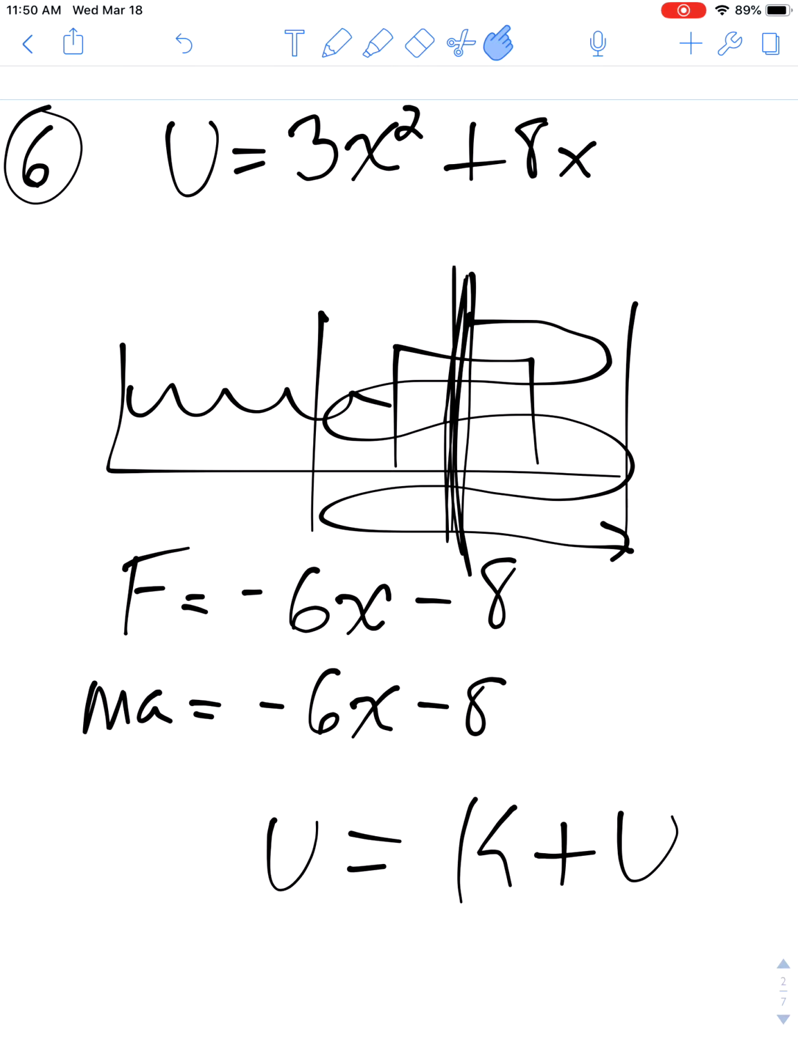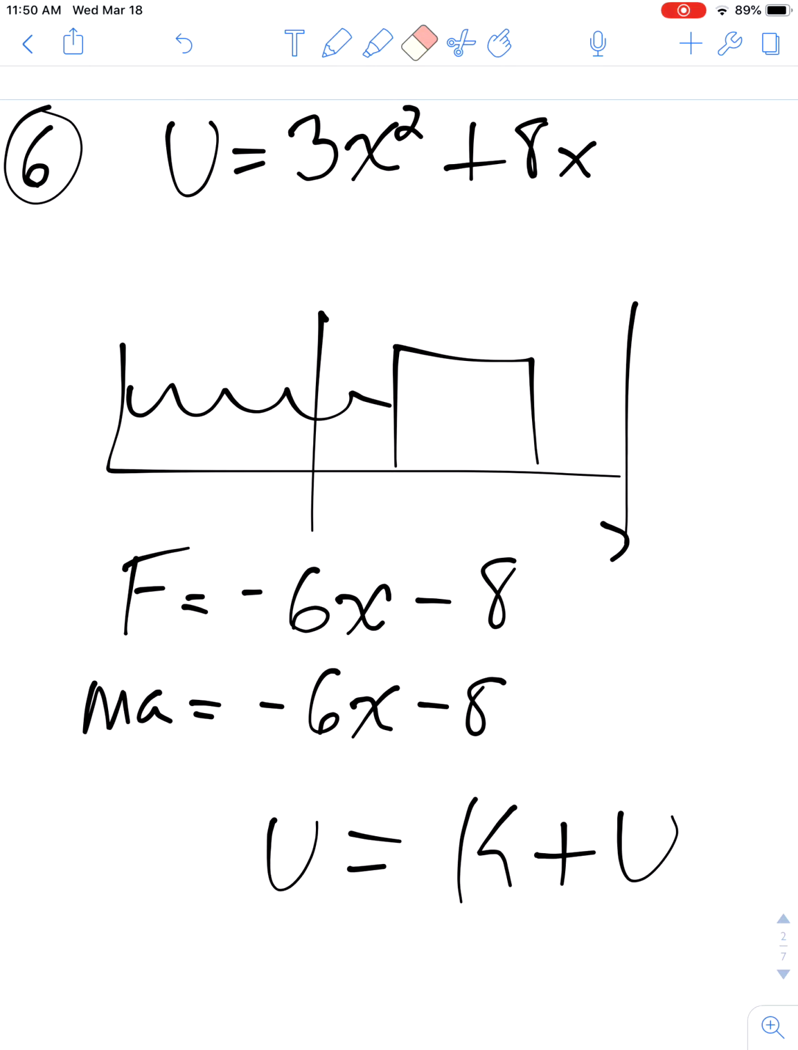Okay, so here's number 6. Now, number 6, boy, what a mess. What we have going on here is a mass spring system. We got this thing oscillating back and forth, and all they do is they give us a potential energy function. They also give you the mass as 0.5 kilograms, and they tell you that this is oscillating back and forth, and they want to know maximum speed, right?